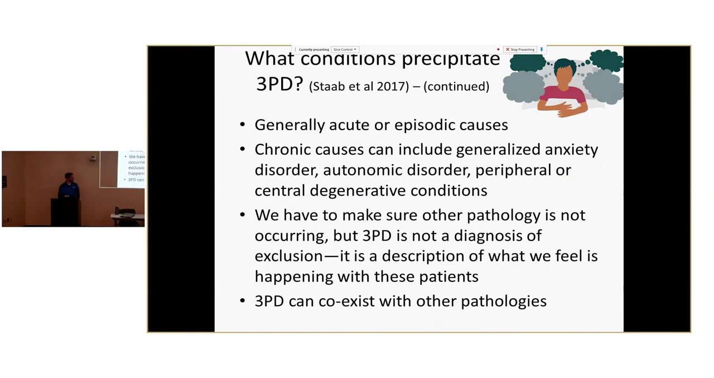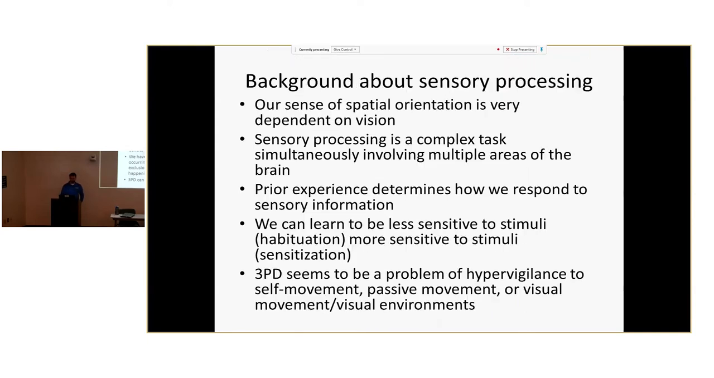So we saw in our 50-year-old woman there, sudden onset. Even though she didn't really have the same symptoms we're talking about until a few months later. Chronic causes can include things like generalized anxiety disorder, but those things are generally going to progress a little bit slower. So it doesn't have to have a cause. Generally, those causes are acute. And again, it can coexist with other pathologies.